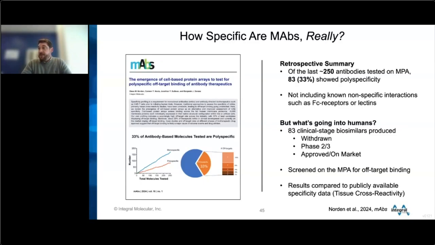We wanted to take this a step further and say, well, what's going on downstream of us? To do this, we chose 83 clinical stage biosimilars, which included those that had been withdrawn from clinical testing, those that had entered phase 2 or 3, and even those that were approved and on the market currently. They were screened on our platform for off-target binding, and we were able to compare these results to some publicly available specificity data, primarily tissue cross-reactivity.